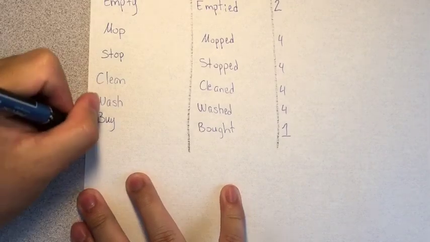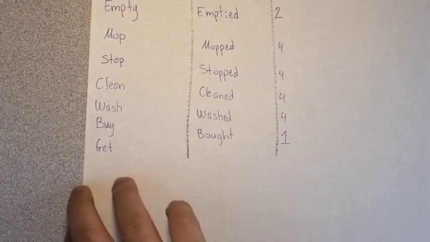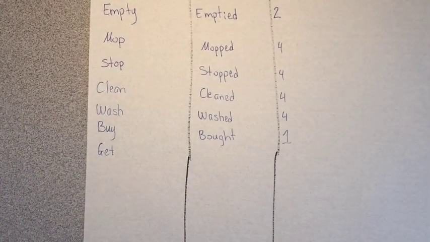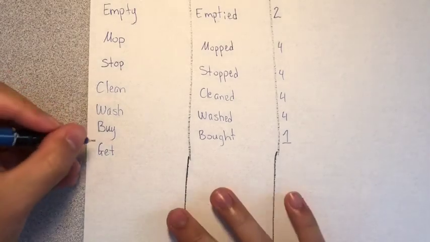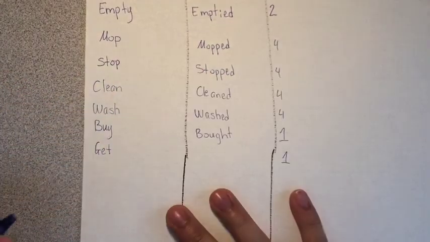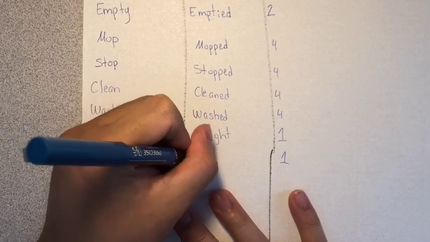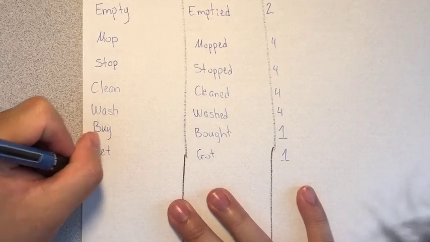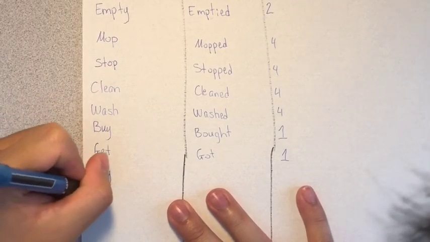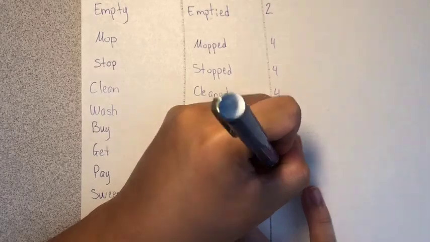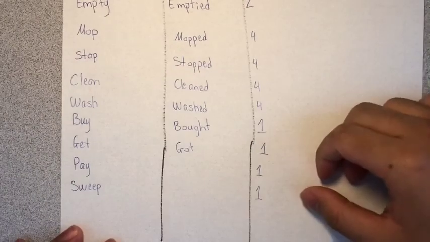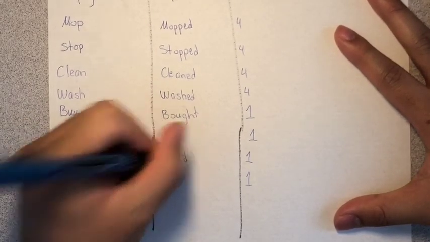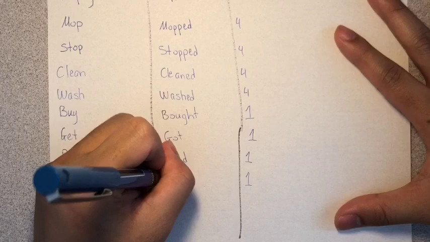We learned get. Okay, so get is irregular. The past tense of get is got. We learned pay and sweep. Pay and sweep are irregular, so we can write rule 1. Pay is paid. Sweep is swept.